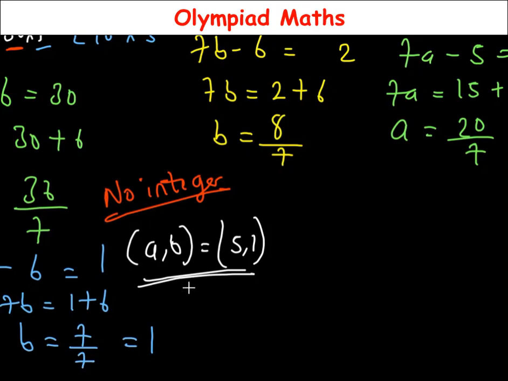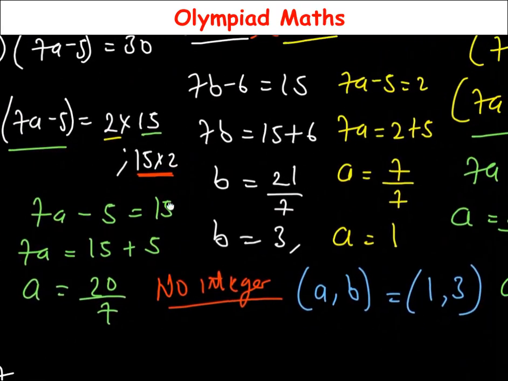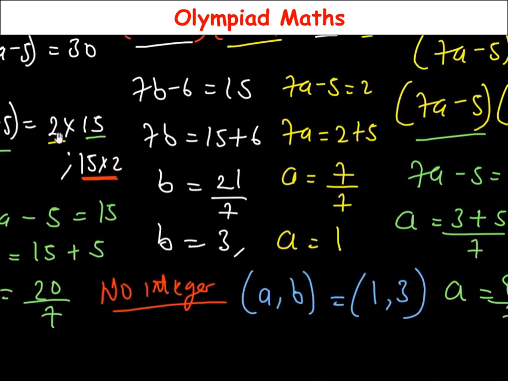With this, the pairs of solution for A and B, we have 5 and 1. This is the first pair of solution. And then we also have the other one, right here, A and B, 1 and 3. So this is the second pair of solution for A and B.